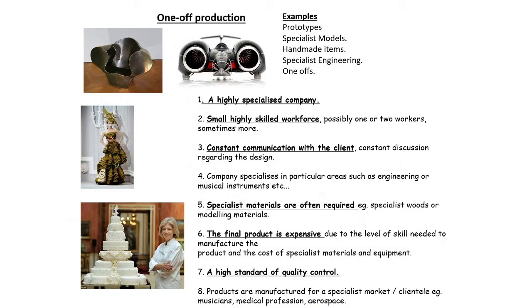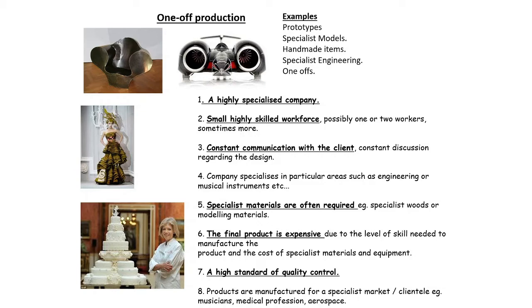So the first one is one-off production, also known as bespoke. Typically for this, it's going to be a very highly specialist company or person. It'll be a small team that does it basically. So one or two workers, and they're going to be highly skilled in what they're doing because they're only going to do that one thing.